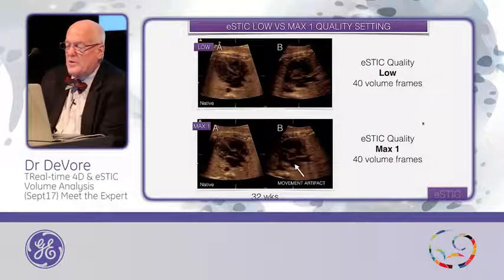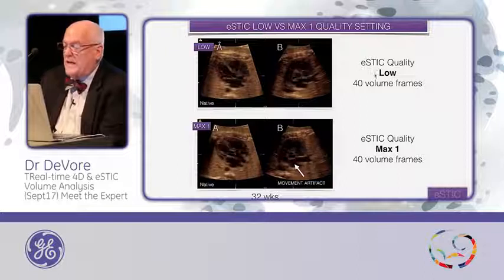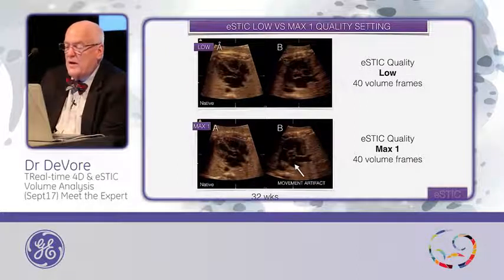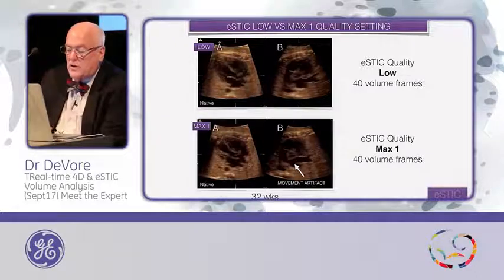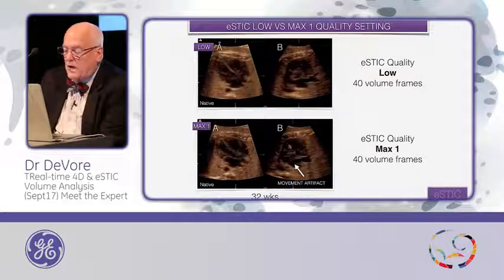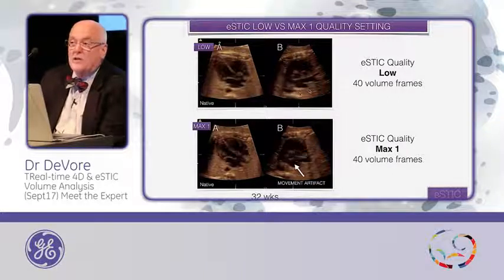Now here we see, for example, just to give you an idea, a fetus at 32 weeks. We have eSTIC low quality, 40 frames per second, and here we have max 1. Not a whole lot of difference. I mean, you can see some subtleties in the lung tissue here, in the A plane. Here you have one little stitch right here where the kid moved, and so you can see that stitch artifact. Basically, very nice detail in the short axis in the B plane.